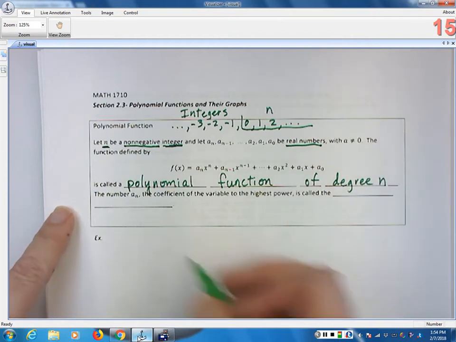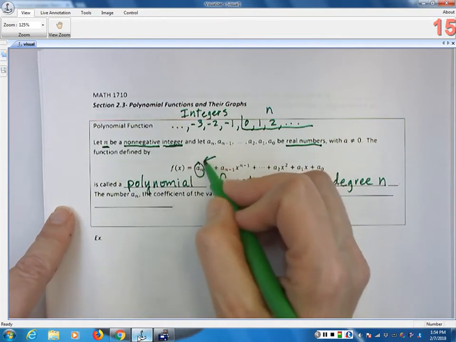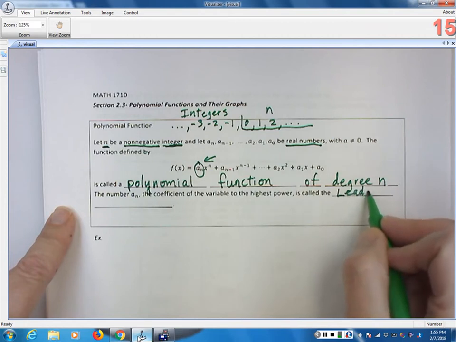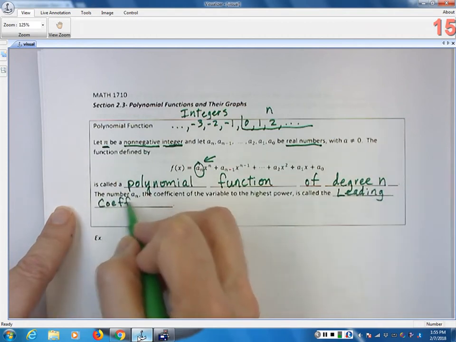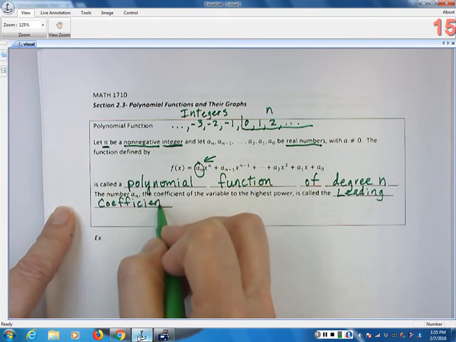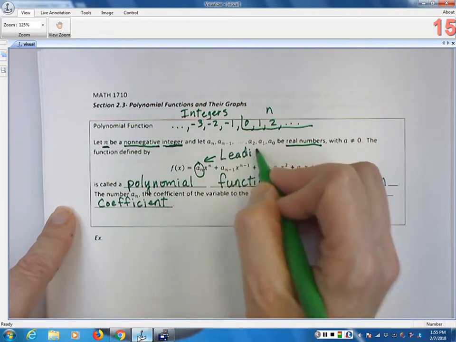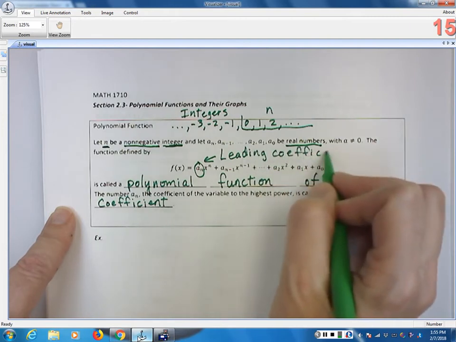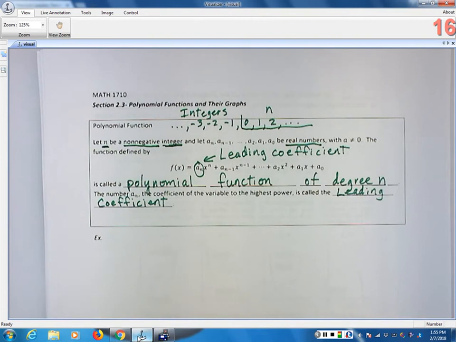The number a sub n, that's this number, is called the leading coefficient. A coefficient is just a big word for the number in front of the variable. So that's the definition of a polynomial function.